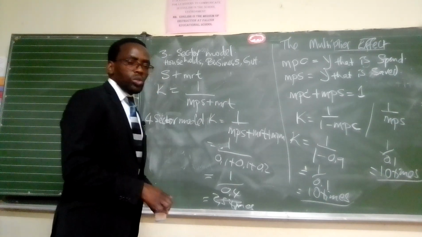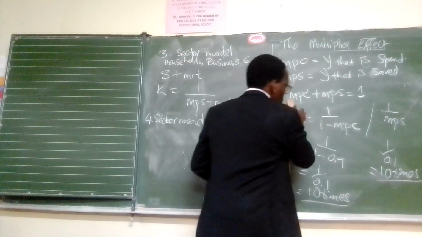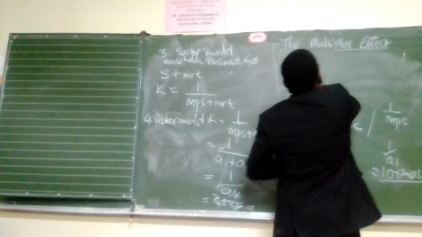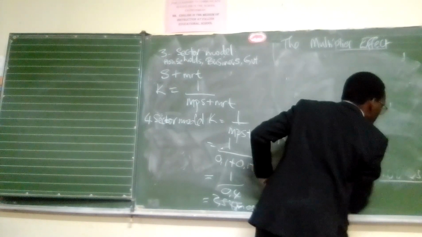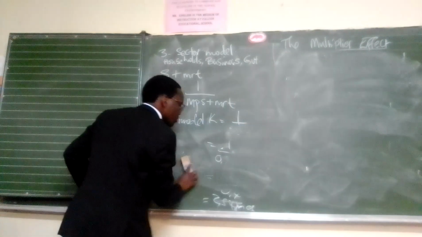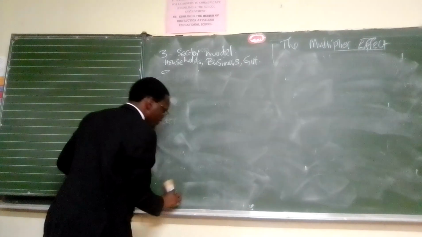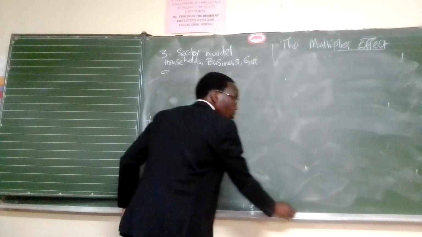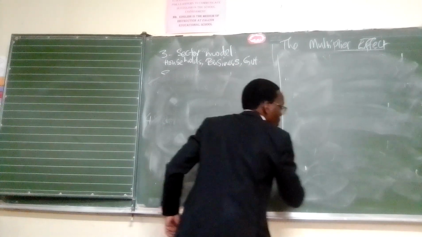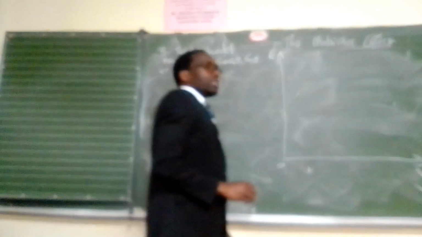Now, what do we need to know? We also need to know what is called the multiplier graph, and I'm going to illustrate the multiplier graph. On our multiplier graph, you now understand that it's just a normal graph. On this side we are going to have our expenditure, and on this side we are going to have our income, and this one is our origin.